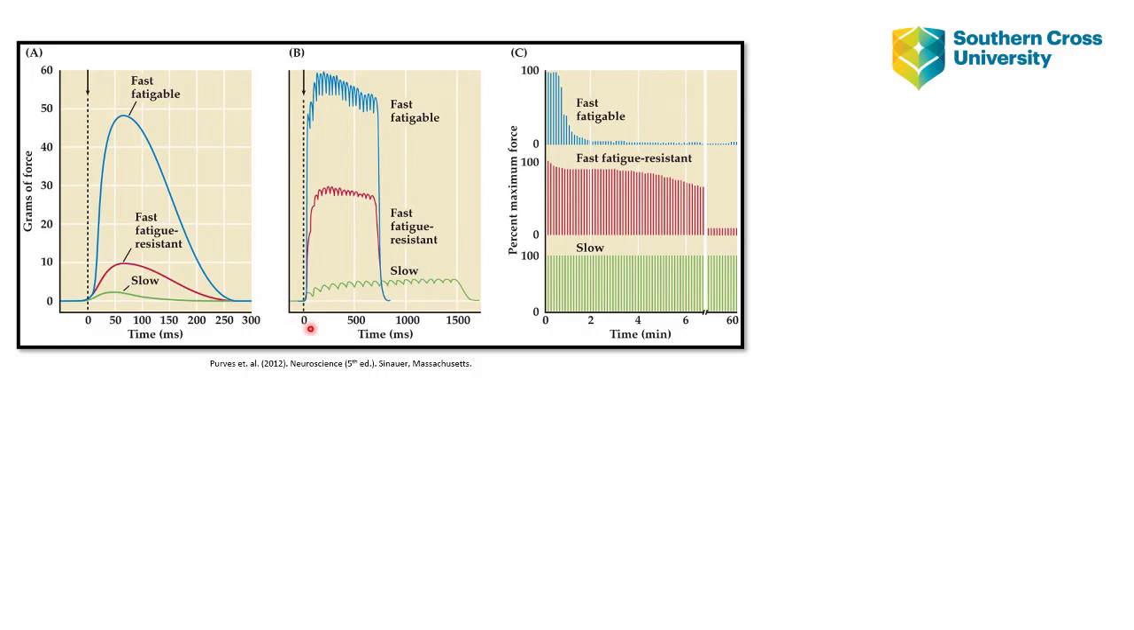And you can see here that when we summate our action potentials for our alpha motor neurons, and we get what we call an unfused tetanus, we have a force generating capacity in our slow twitch, which is quite low.